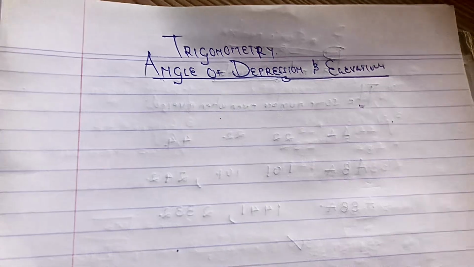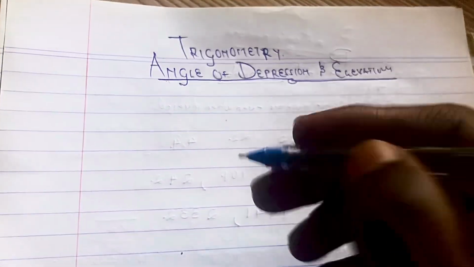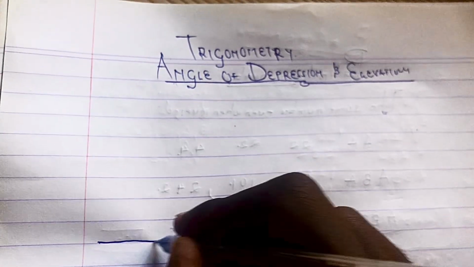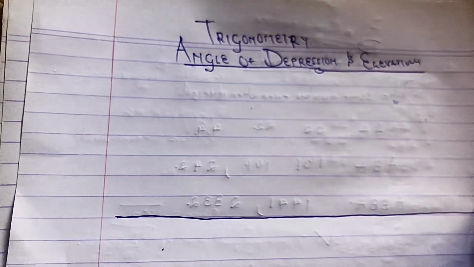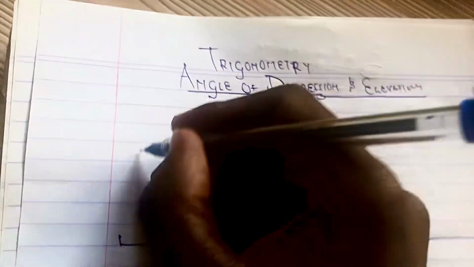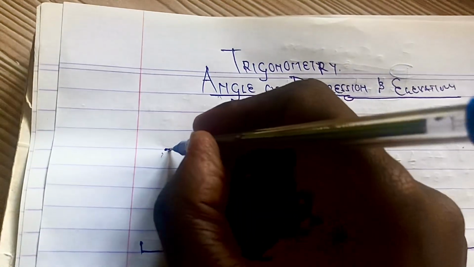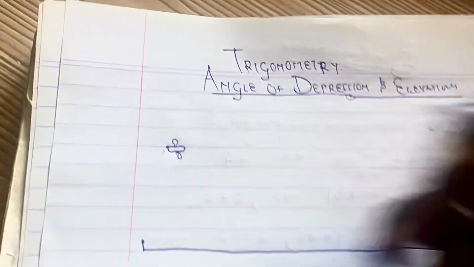So we are going to start by illustrating. Let me try to illustrate what is an angle of elevation. Assuming you're standing, this is the ground. Let's assume that this is our ground. Are we together? If this is our ground and maybe there is a bird up here, this is our bird. These are the wings.